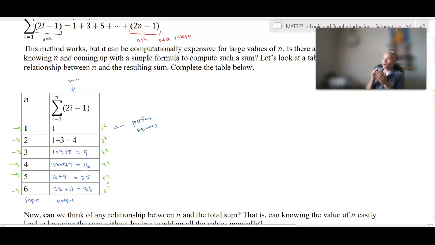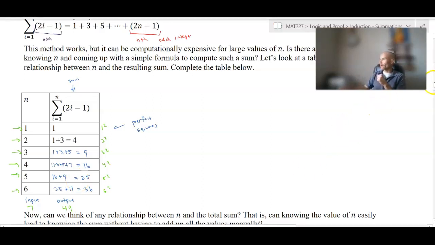So at this point, we might think, instead of me having to add up the first 7 odd integers, I might just be able to take 7 squared and get 49. And I believe that for 7, I'm going to get 49. And we can see that that does work, because 36 plus the 7th odd integer, which is 13, is in fact 49. So we have a hypothesis, but we don't yet have concrete proof.